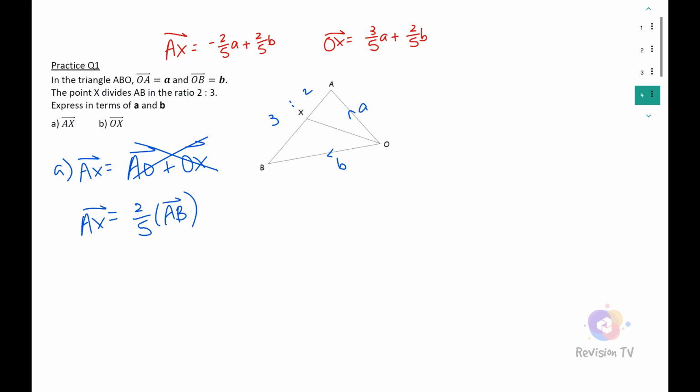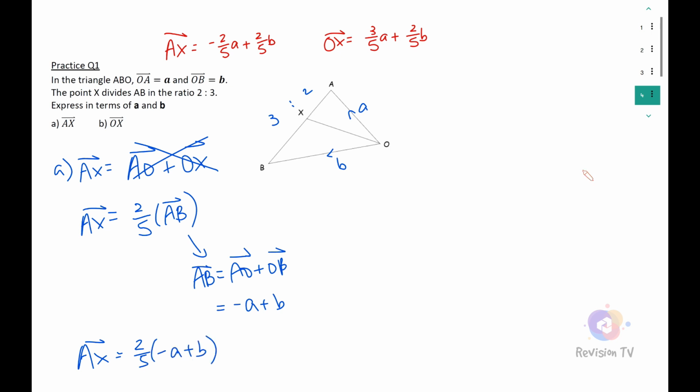Right, so that's another piece of information that we know. But what's AB? Can we work out AB? Yes, we can, because AB is the same as A to O plus O to B. So AO is negative A, OB is B, so plus B. So therefore AX is 2/5 of negative A plus B. We do usually expand out the bracket in vectors, so minus 2/5 of A plus 2/5 of B, and that's the answer.